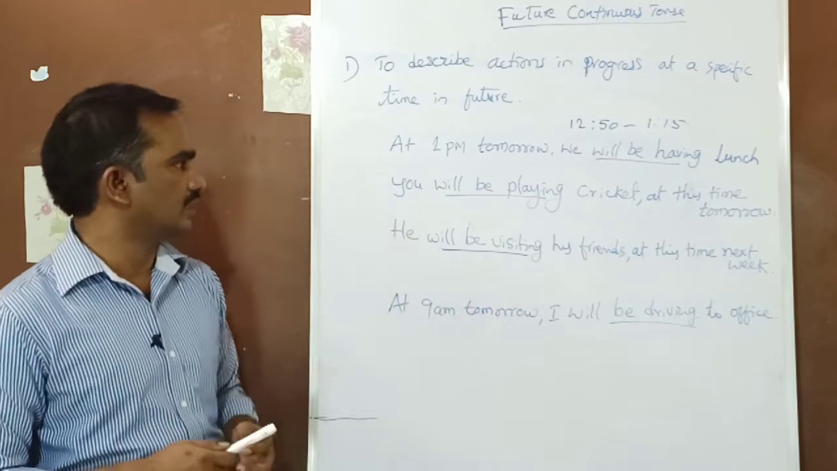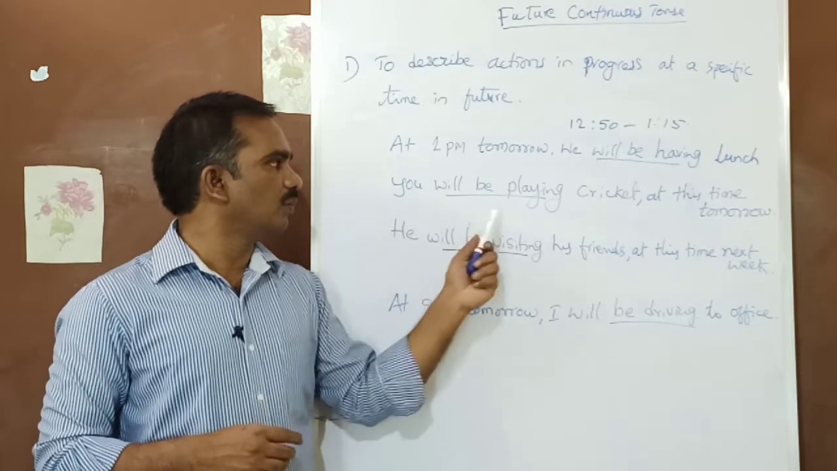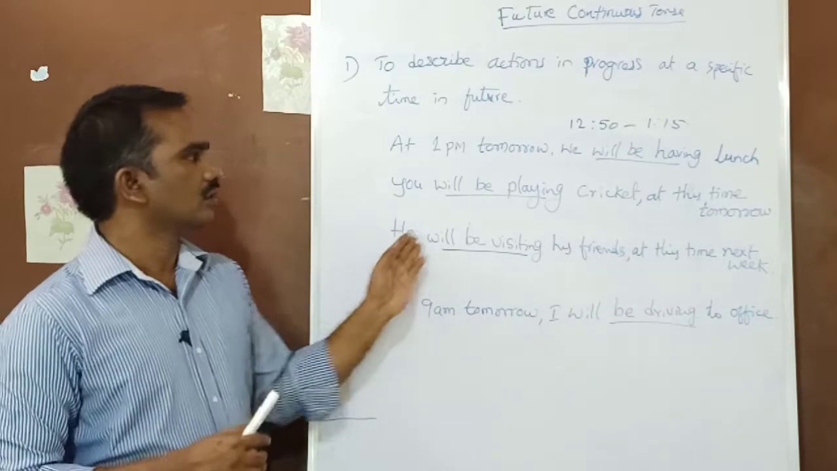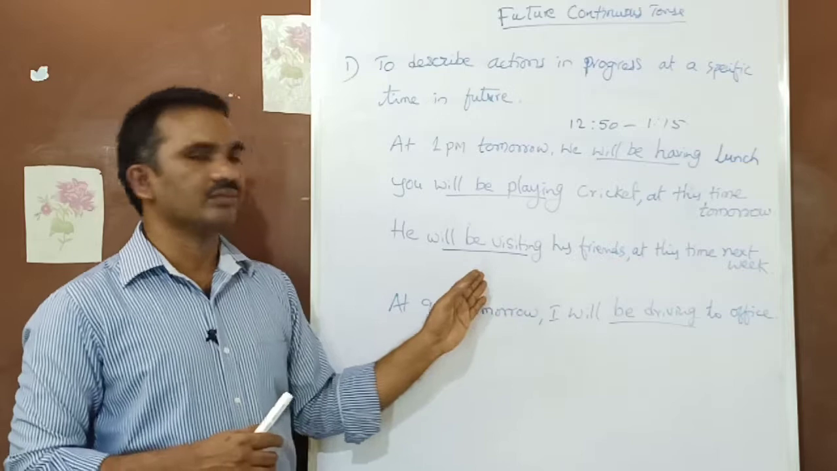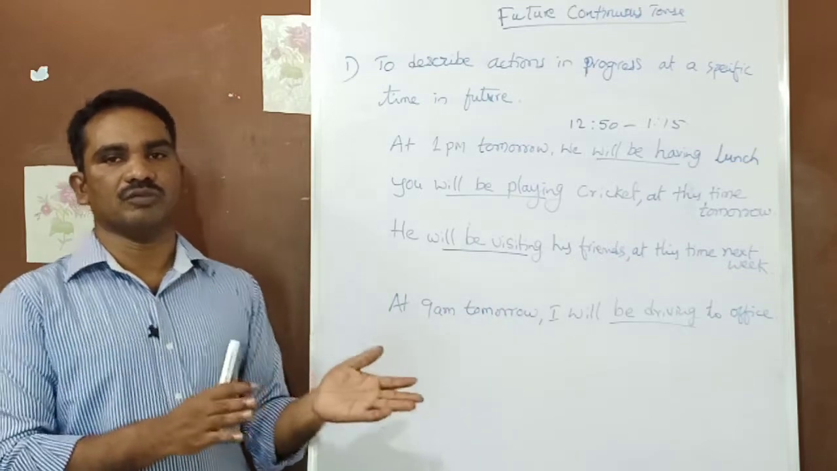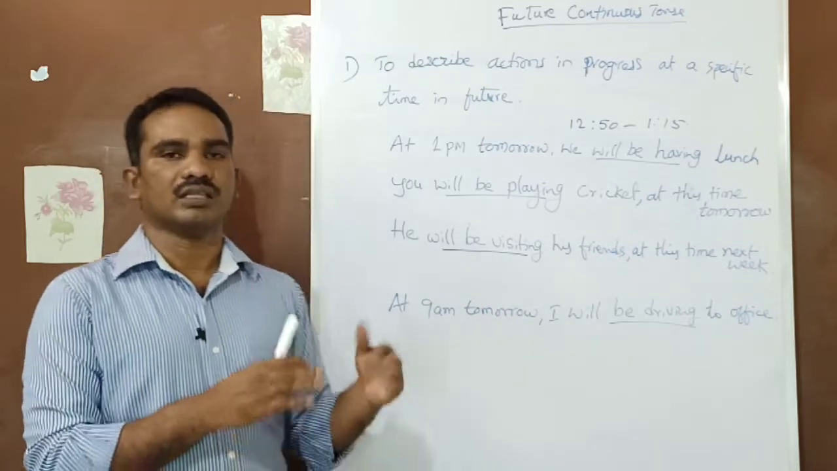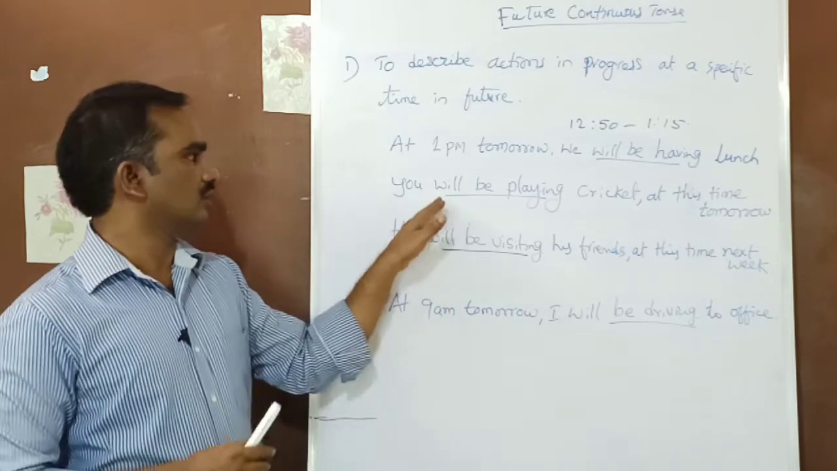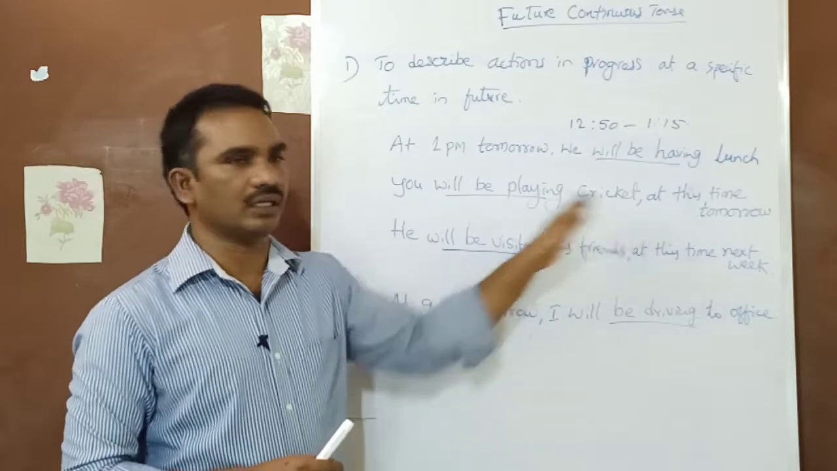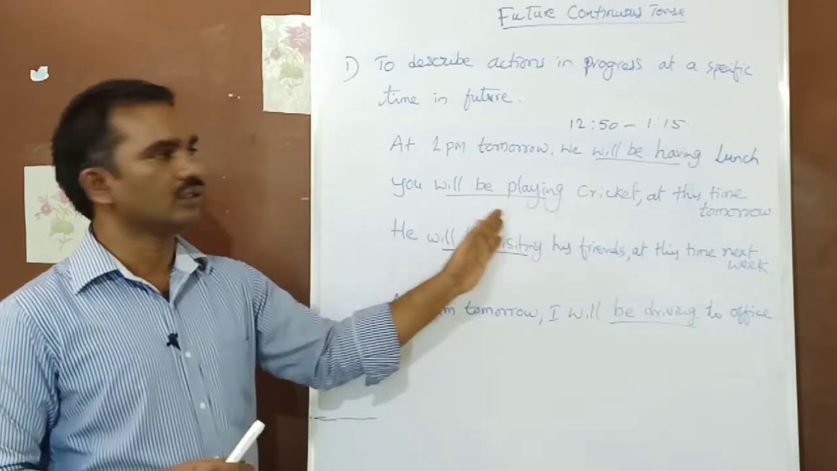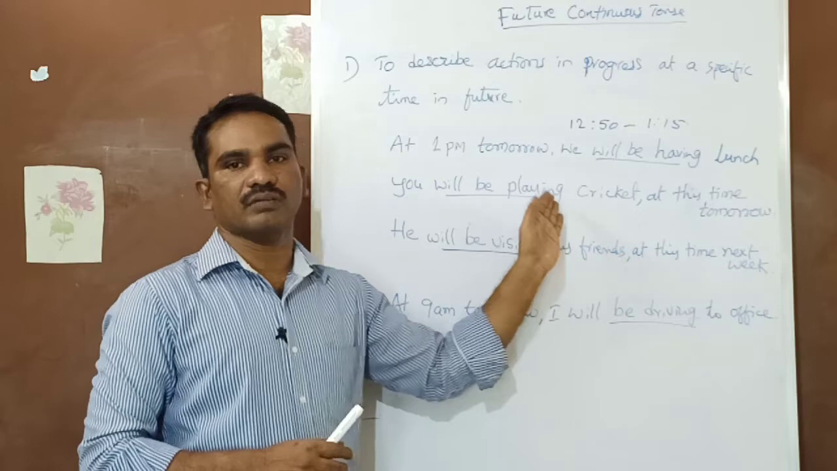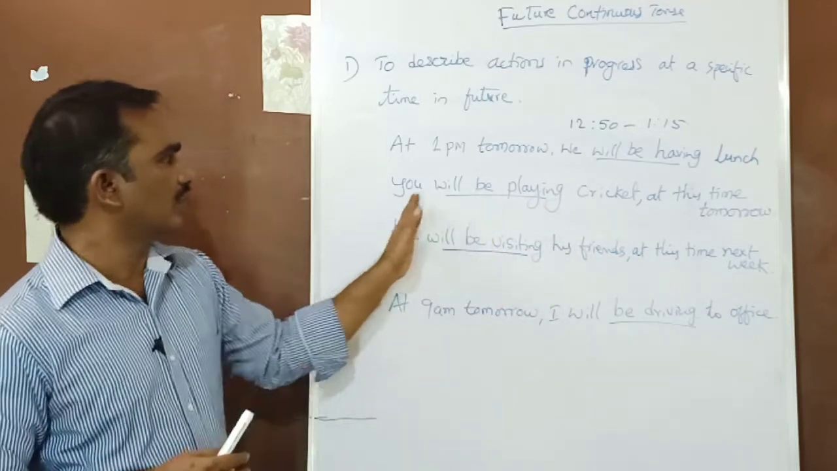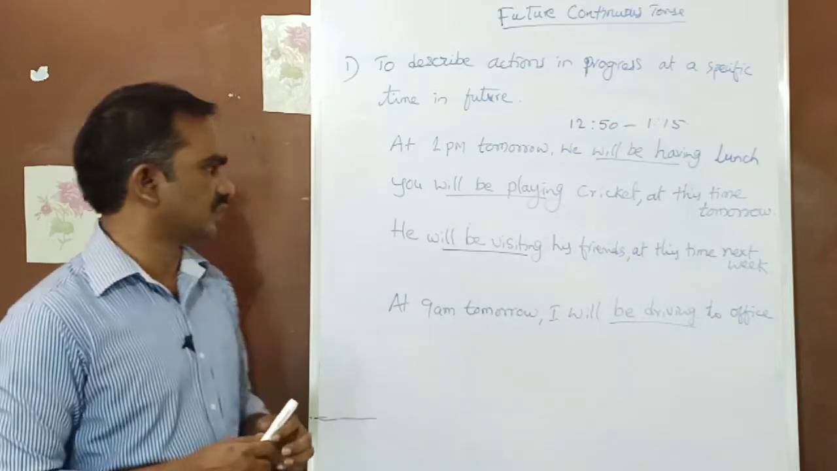Okay, next example: you will be playing cricket at this time tomorrow. Tomorrow at this time, maybe at 1 o'clock or 2 o'clock or 3 o'clock, whatever time the speaker is using, you will be playing cricket. That will be in progress. Cricket will be played for about 7 to 8 hours. It will be in progress for some time.